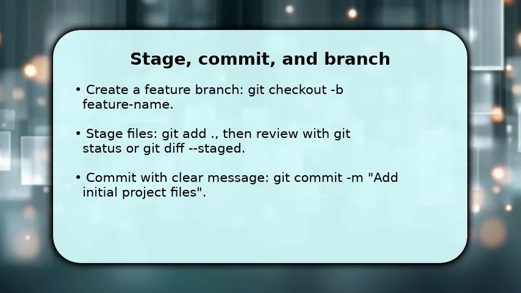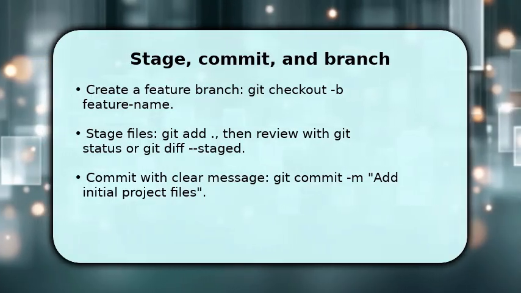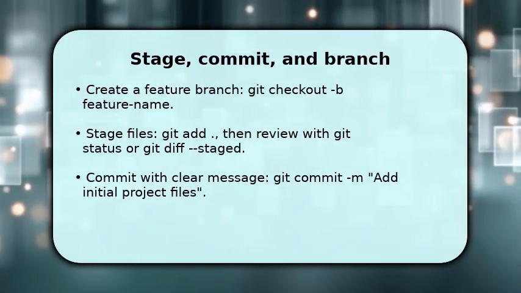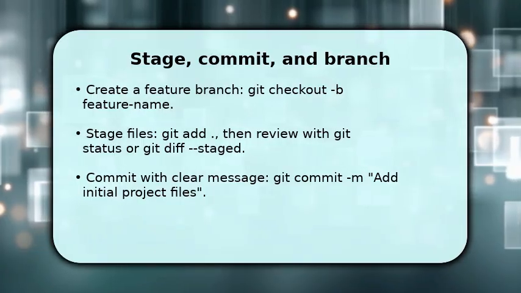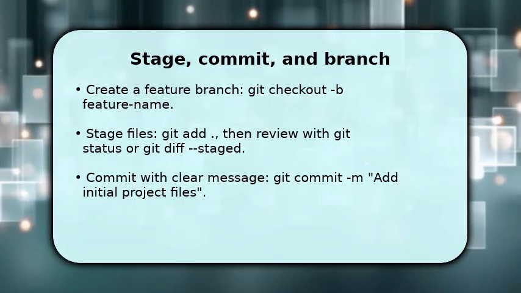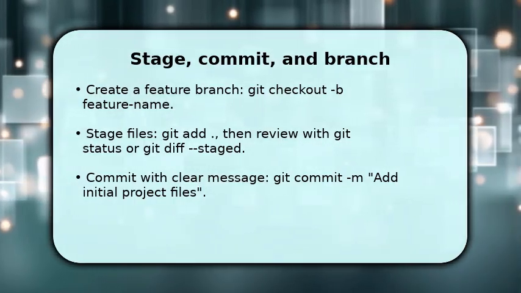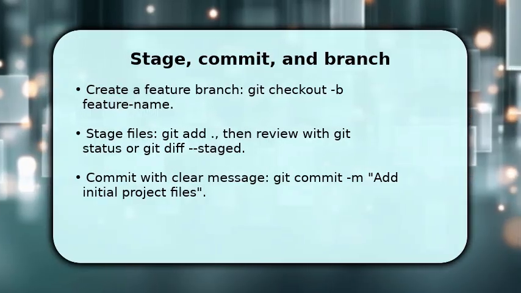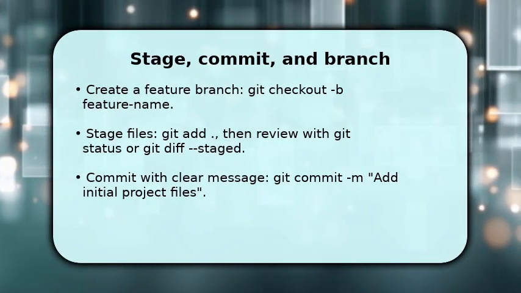You now focus on changes and history hygiene. Create a feature branch to isolate work because branches prevent accidental changes to main. Stage only the files you intend to include. Use git add for selected files or git add for all, and inspect stage changes so your commit is precise.